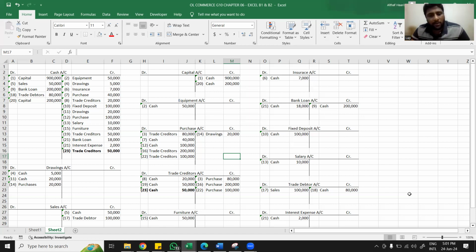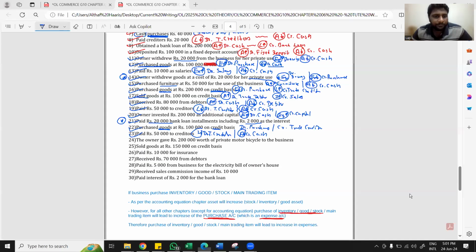Okay, now let's move to the next one, the 24th. Owner gave a 200,000 worth motor bicycle to the business. So the business is getting a motor bicycle. Our asset is increasing. What asset is increasing, people? Motor bicycle asset is increasing. So asset increases, debit.